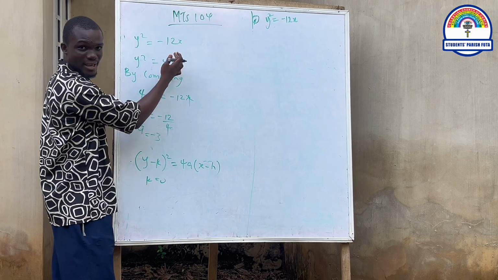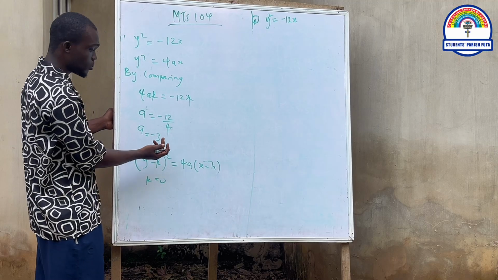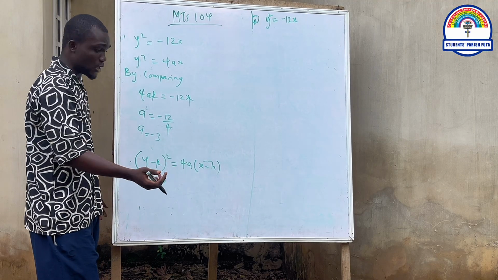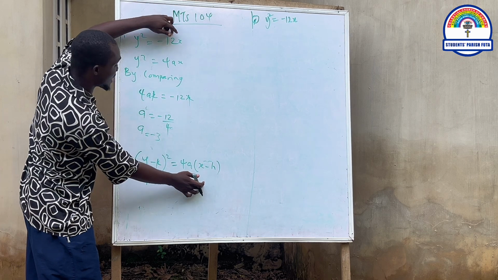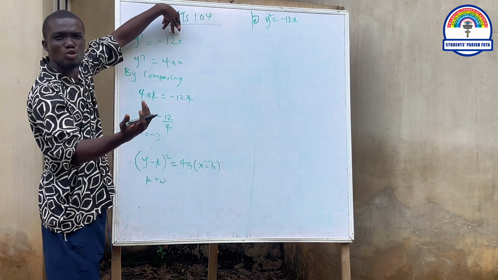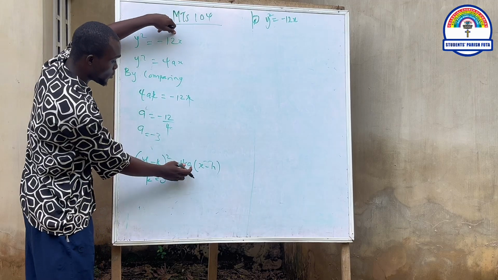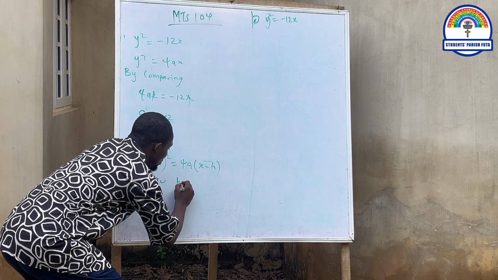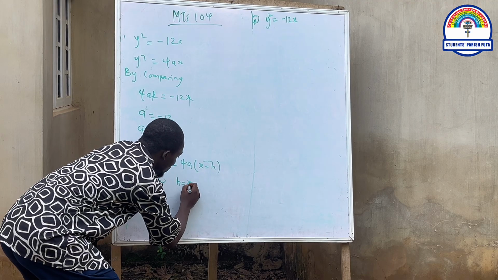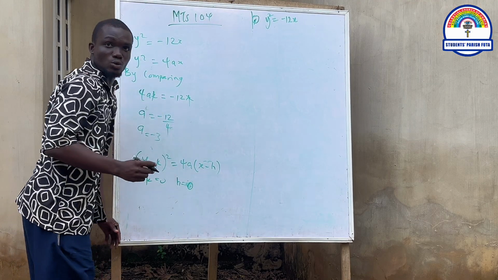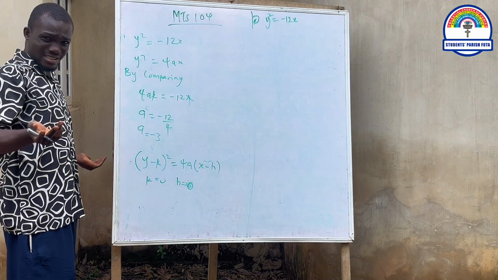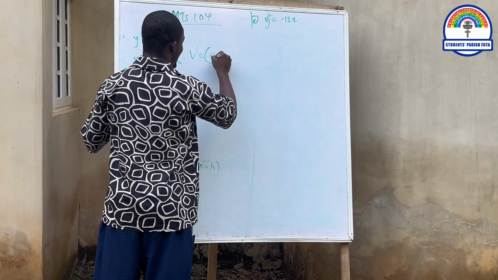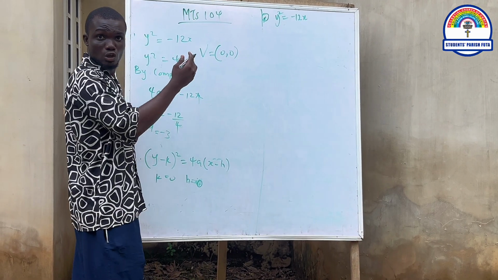So now let's come and check this side too. This is minus 12x. Do you understand? So don't forget that we've gotten our a to be minus 3. 4 times minus 3 is minus 12, right? So now to make x stand alone, to make it look like this one, what is our h? Our h is going to be 0. Do you understand? So now we'll be left with x minus 0 is x. So our h is equal to 0. So to get our vertex is easy. Don't forget that our vertex is 0, 0, right? That's h, k.